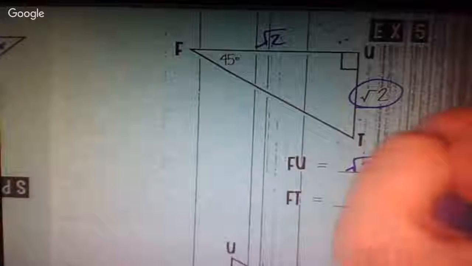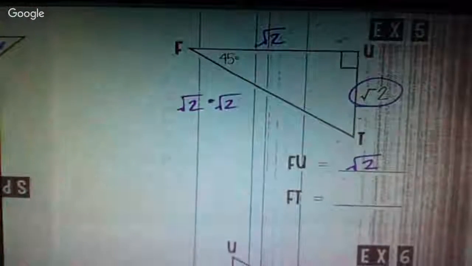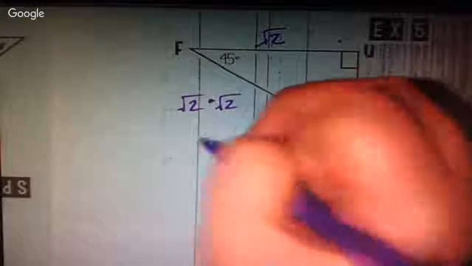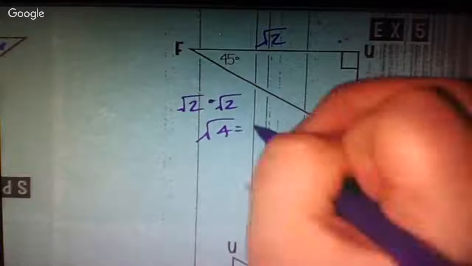Wow. All right, guys, let me go over this real fast to make sure everybody's got the right answer. We'll glue this in, and I'll give you your homework for tonight. Okay, so they give you a leg, which means your other leg is square root of 2. To go from leg to hypotenuse, I multiply by the square root of 2. So when I multiply square root of 2 times square root of 2, I get square root of 4, which is 2.